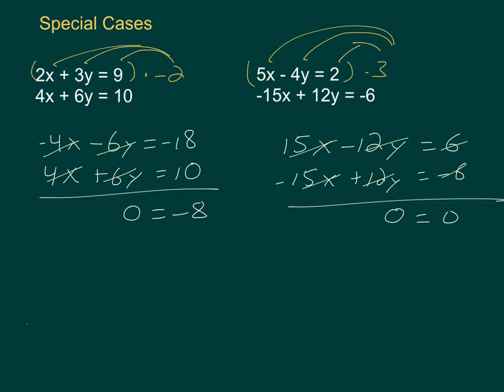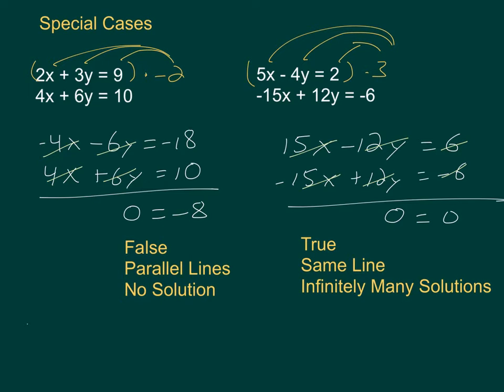This should look pretty familiar based on what we talked about with substitution. When we have something like this, we have a statement that is false, 0 equals negative 8, and a statement that is true, 0 equals 0. What we saw yesterday is that a false statement indicates that these lines are parallel, there's no solution. A true statement indicates that these lines are actually the same line and there's infinitely many solutions. And so that's what will happen when we're using elimination and we end up with a special case.